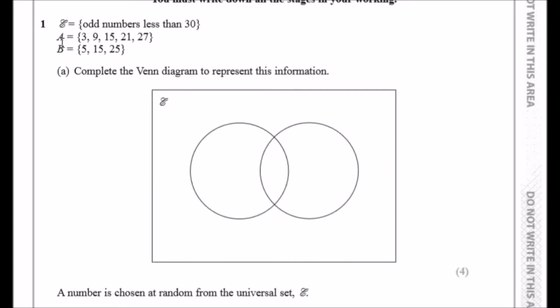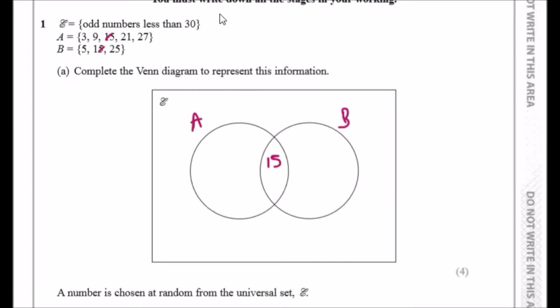So let's look at set A. Let's label the left circle set A and the other set B. Now this tells us that A has these elements and B has these elements. The first thing you want to do is find what they both have in common, i.e. the intersection part, which is the middle. They both have a 15, so you write 15 here, and that's it. They only have 15.